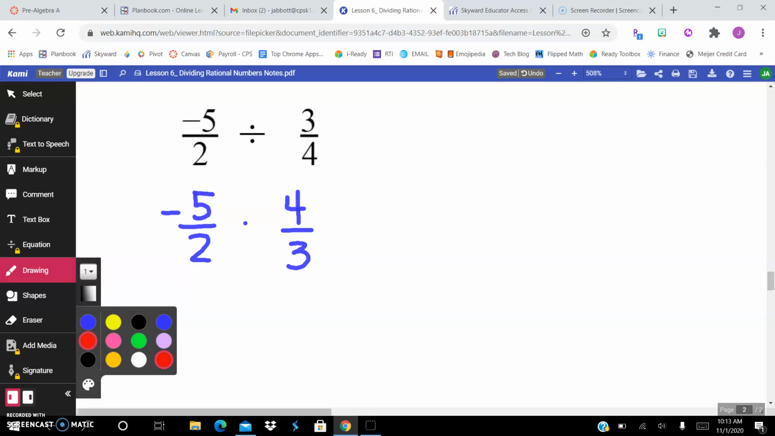Then we're going to look to see if we can reduce anything. And 5 and 3 have nothing in common, but 2 and 4 are both even, so I'm going to cut them in half. So I'm going to have 1 at the bottom and 2 over here, and then I can multiply across the top. -5 times 2 is -10, and 1 times 3 is 3. So my answer is -10/3, and that's improper because the bigger number is on the top. So we have to make sure we carry over the negative sign, so watch for that.